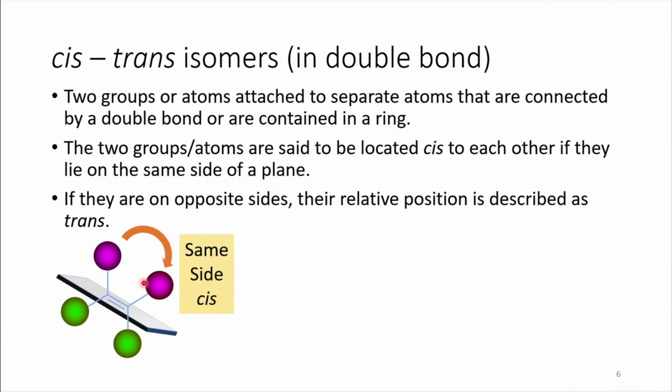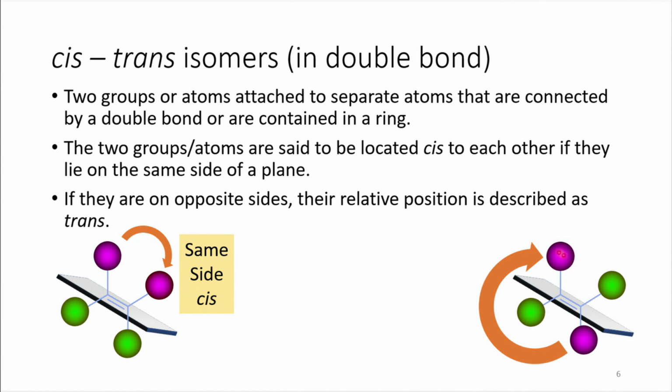So, if it is the same side, it is called cis isomer, and if the same groups are present on the opposite side of the plane... So, this is the central plane, and there is a purple-colored group at the top and one at the bottom. These are on the opposite side of this particular plane. So, if this type of arrangement is present, it is called trans isomer.